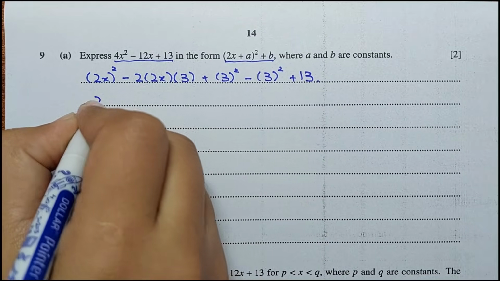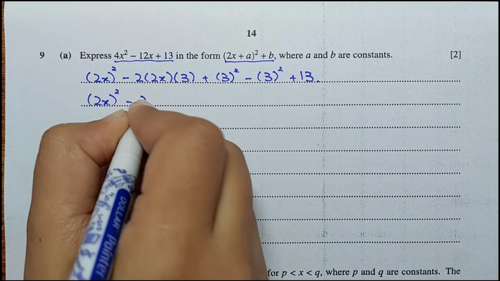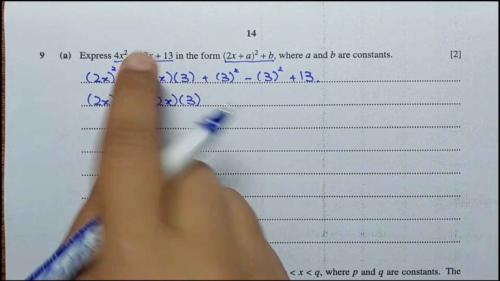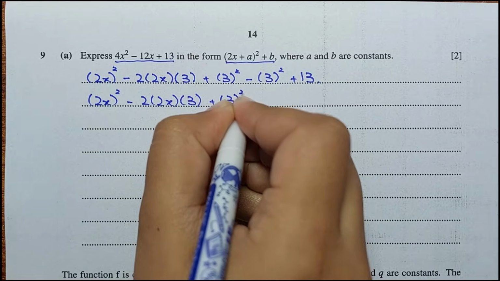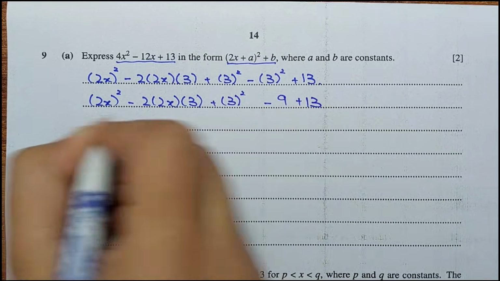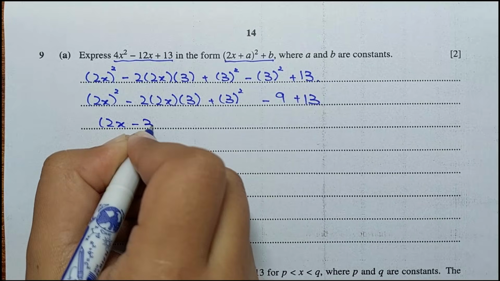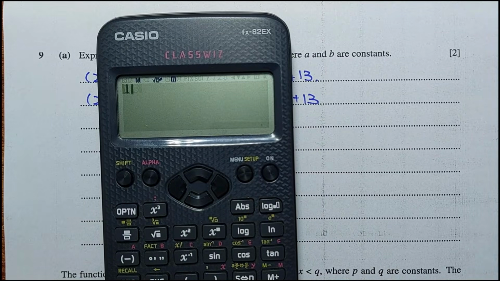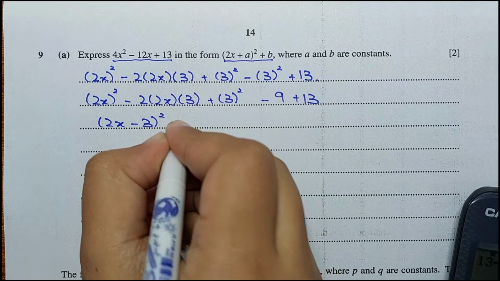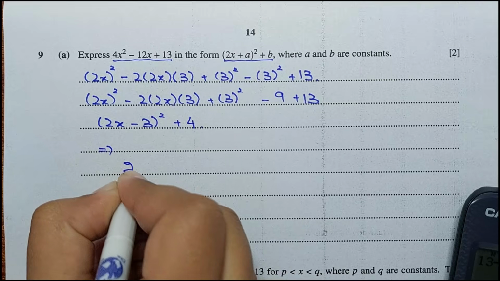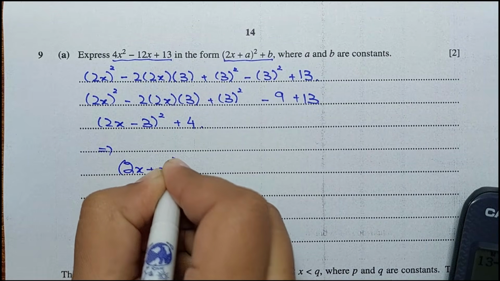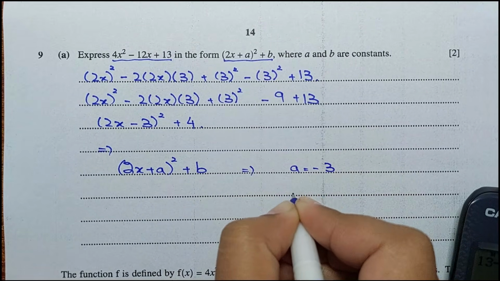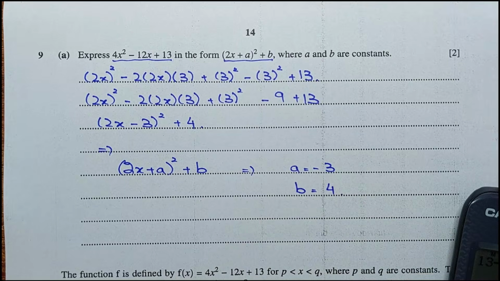Now this is 2x a square minus 2ab, which is 2 times 2 is 4 and 4 times 3 is 12, and b square is 9. Minus 9 plus 13. Combine this term, which is 2x minus 3 whole square, and from 13 take away 9 is, I guess, 4. Yes, it's 4 plus 4. So this is in the form of 2x plus a whole square and plus b. So a is equals to -3 and the b is equals to 4, which are the constants.